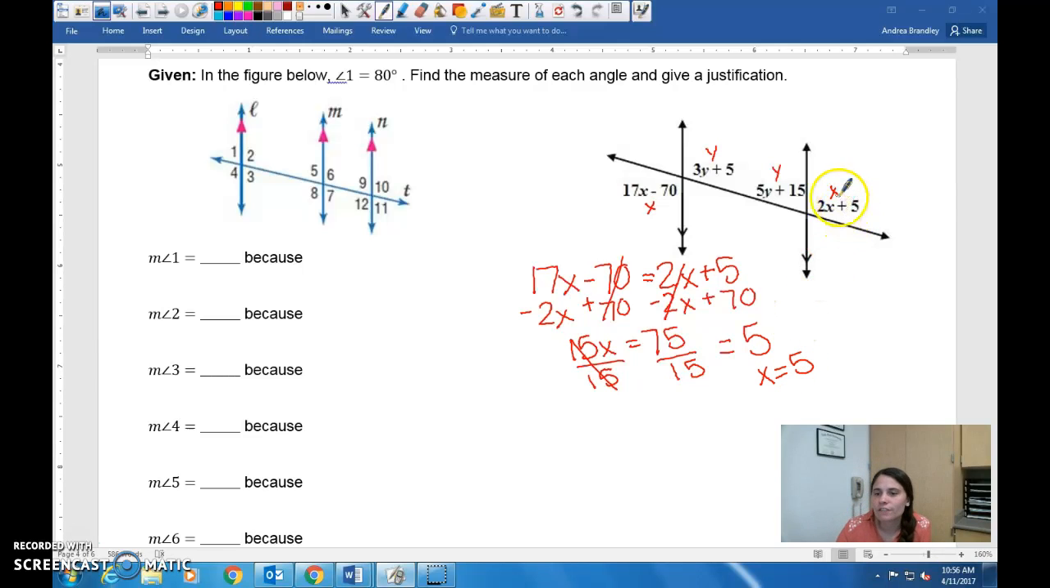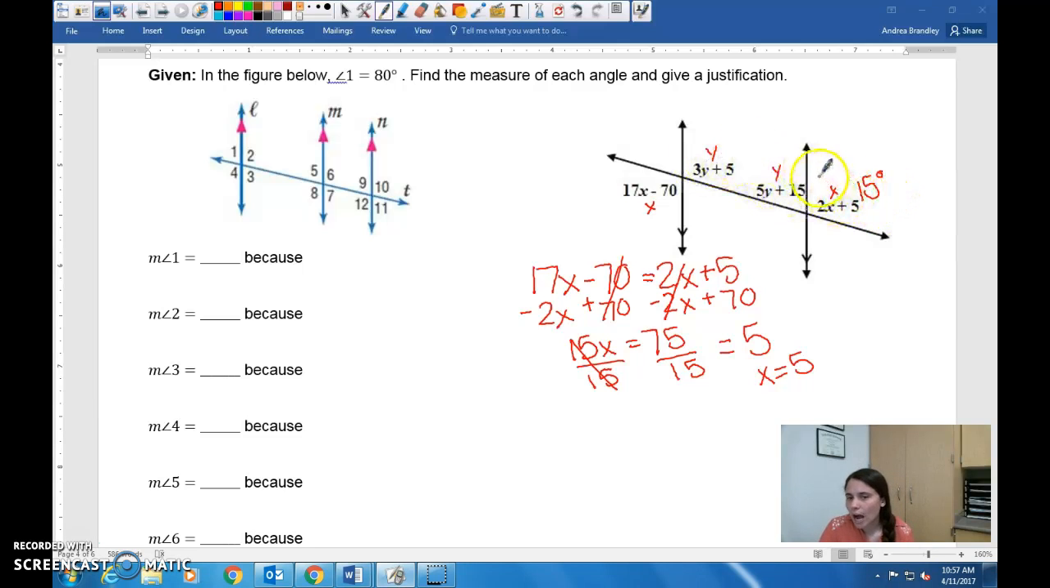So let's say I wanted to figure out what this angle equaled. Well, 2x plus 5, I don't know how many degrees that is. However, I do know that x equals 5, because that's what I just found. So if I plug that in, 2 times 5 is 10, 10 plus 5 is 15. So this angle would be 15 degrees, which shows that this picture is obviously not drawn to scale, but you get the idea.